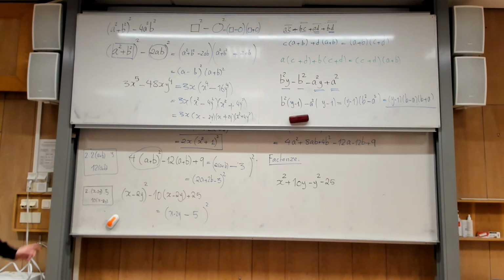The people at home, if you are interested to work on it, please take a note, because when I pause the video, you will not be able to see what's written on the board. X squared plus 10y minus y squared minus 25. I want you to factorize it. I consider this a hard problem.